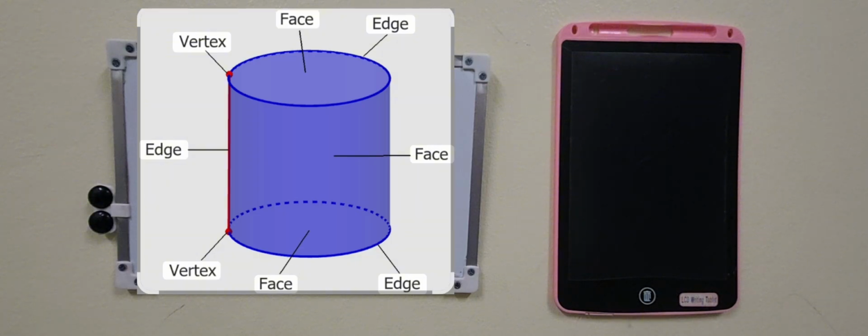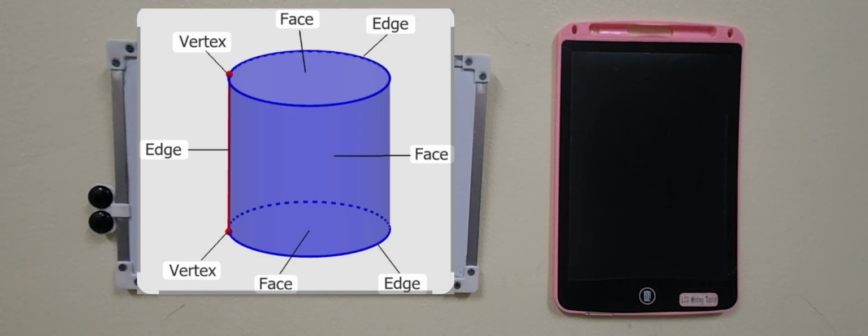Here is the picture. Now we're going to be moving on, but remember, a cylinder has one curved face, two flat faces, two curved edges, and zero vertices. And here is the picture. So there are two curved edges, not one, but two curved edges.